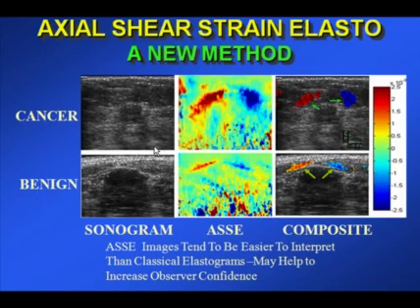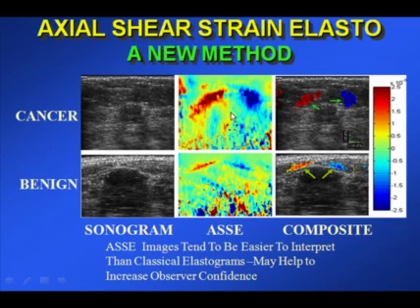I mentioned the possibility of detecting the attachment of a tumor to surrounding tissues. Typically, benign tumors do not attach themselves to surrounding tissues very well and are called mobile, and they move and rotate and slide against the surrounding tissues, whereas cancers extend themselves into the surrounding tissues and attach themselves firmly. This can be picked up by a new method developed called axial shear strain elastography.